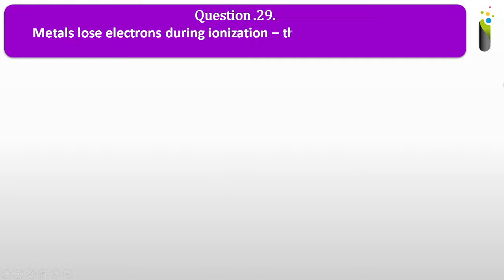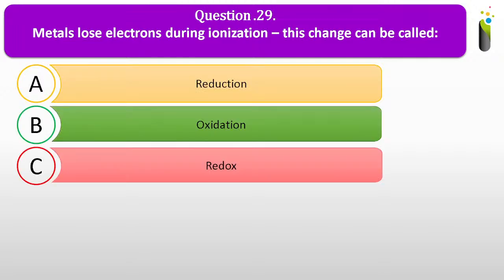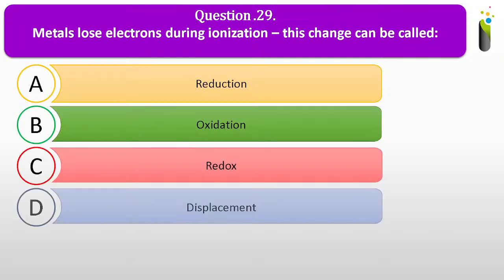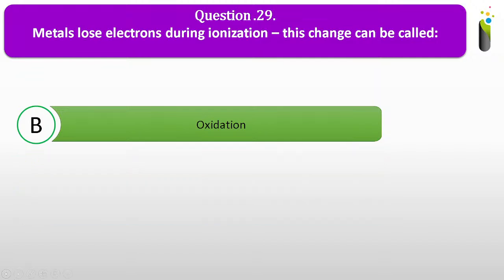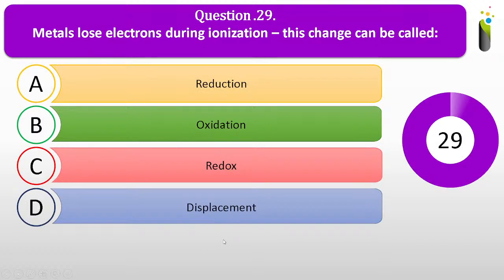Question number 29. Metals lose electrons during ionization. This change can be called as dash. A. Is it reduction? B. Is it oxidation? C. Is it redox? D. Is it displacement? So what should be the answer for question number 29? Again, quite an easy question to answer.